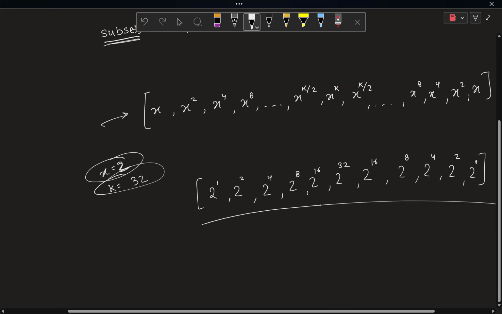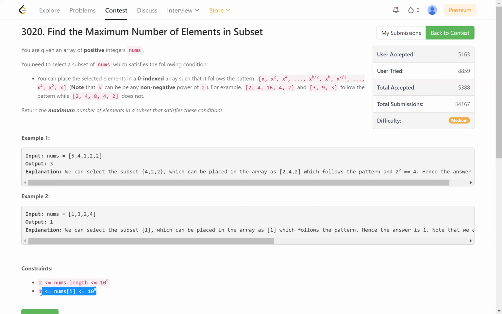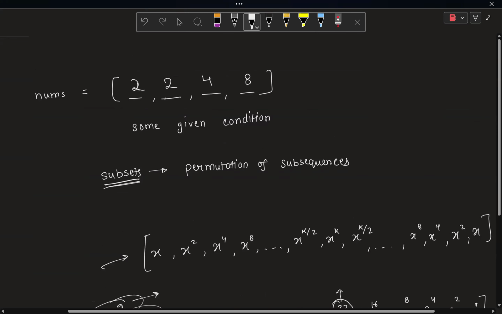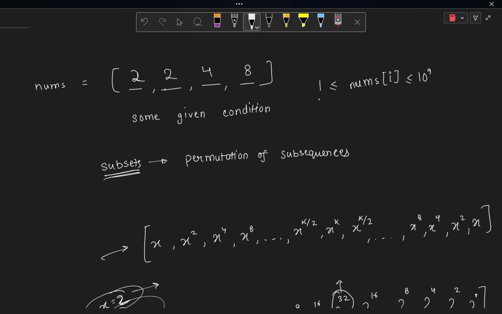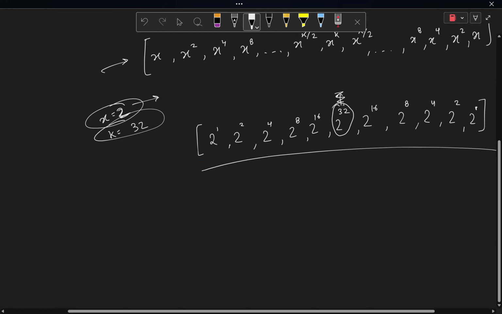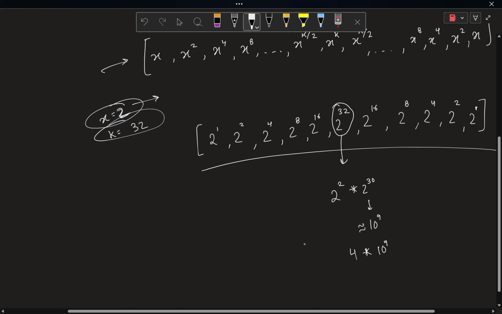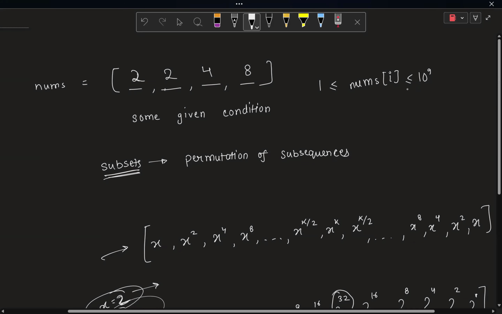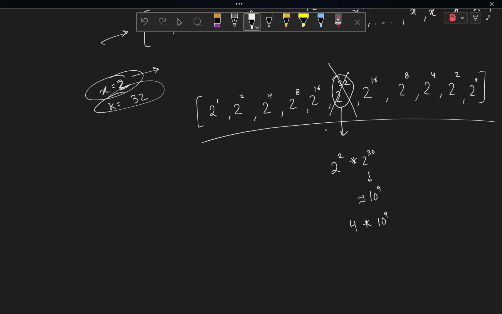Now, just try to see. Even if x was 2, as soon as you reach 2 raised to the power 32, you know that this number cannot be present inside the array. Why? Because the array will have elements in the range from 1 to 10 raised to the power 9. So what is 2 raised to the power 32? It is 2 raised to the power 2 into 2 raised to the power 30, and we know that 2 raised to the power 30 is somewhere around 10 raised to the power 9. So this number should be somewhere around 4 into 10 raised to the power 9, actually even greater than this, which is definitely out of the range of 10 raised to the power 9. So we know this thing for a fact now, that this number cannot be present inside the array.